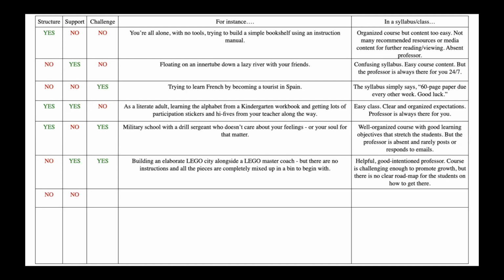What if there's no structure, no support, and no challenge? That would be sitting on your couch at home all alone, flipping channels on the big screen. And if that is at all present in our situation, it's, can you fog a mirror? Did you pay your tuition? Here's an A+. So we don't want to do that either.